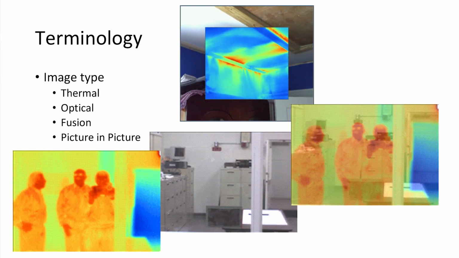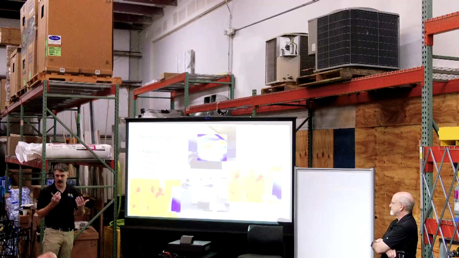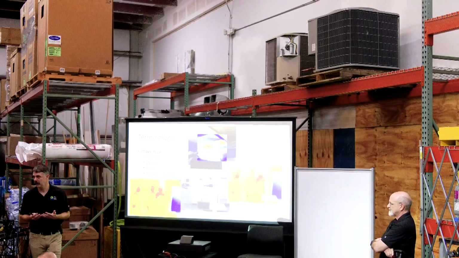Now this up here is what we call a picture-in-picture. So we take the larger visible image and we have a smaller thermal image in the middle of it, and that gives us, again, an idea of location, but we get that really solid thermal image versus that fusion can kind of look a little strange sometimes.